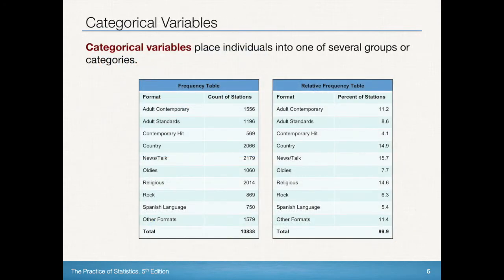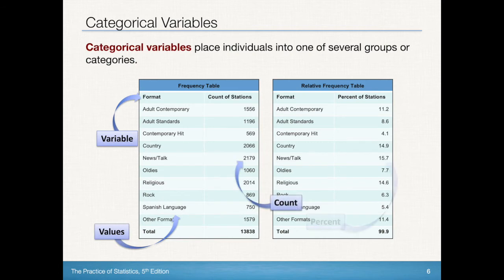So let's talk about that first type of variable that we referred to, which is a categorical variable. And what you see below here are two tables. One is representing the frequency of the number of radio stations in the United States. And you can see that we have the variable, which is the format of the music for the radio station. The value of that format now would be the type of music, and the count of those radio stations is just considered to be the count.